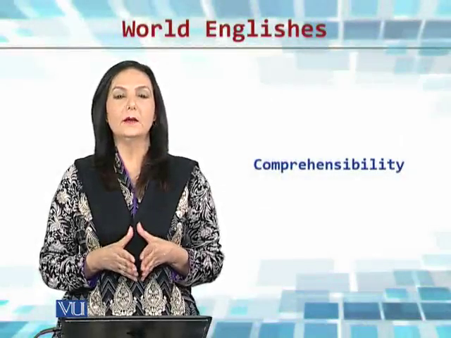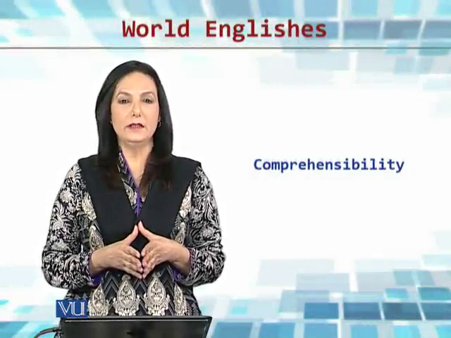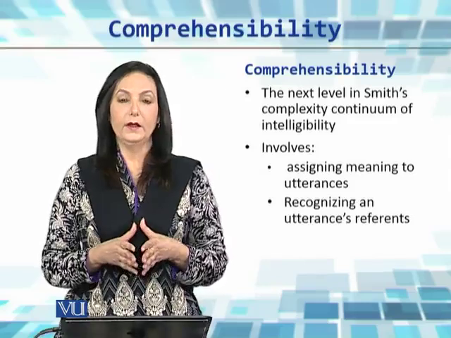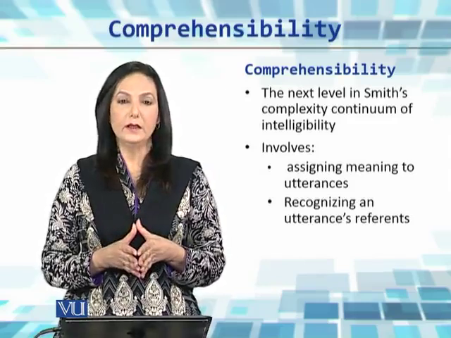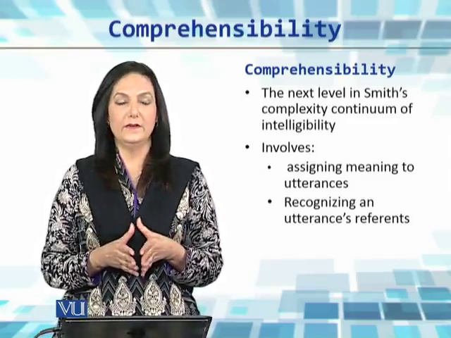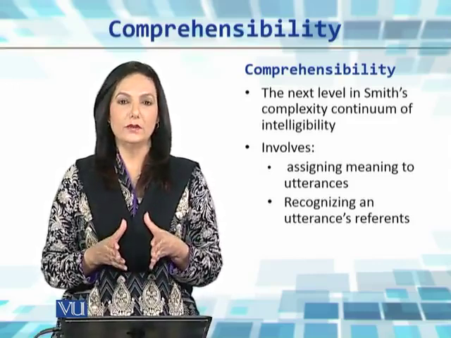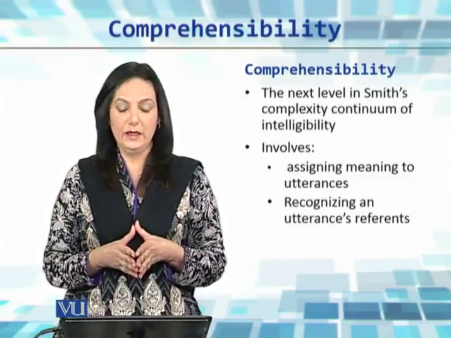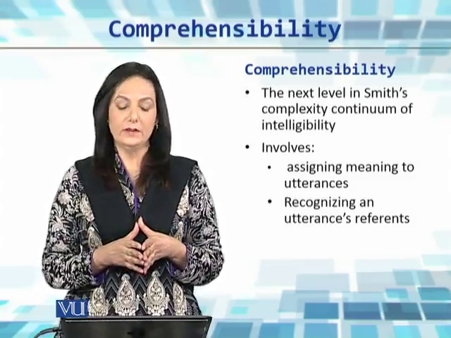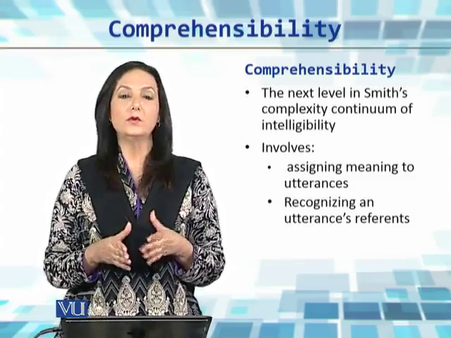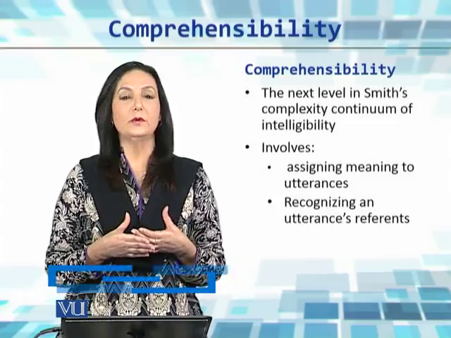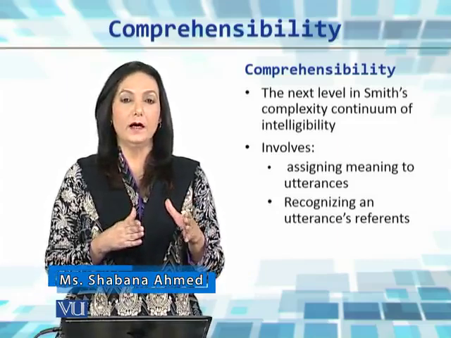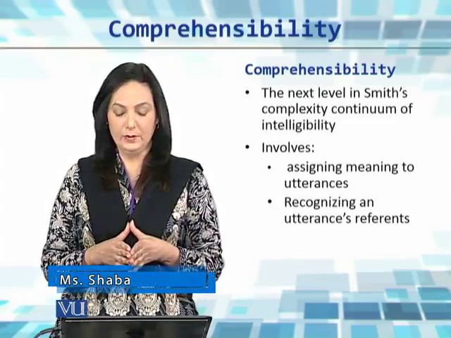Comprehensibility is the second component on the intelligibility continuum proposed by Smith. Intelligibility involves being able to identify or recognize sounds and assign different categories to those sounds as different kinds of words. Whereas comprehensibility involves assigning of meaning to these sounds or words that one is able to recognize in the intelligibility part or component of the intelligibility continuum.